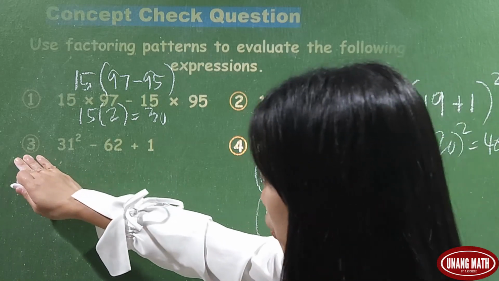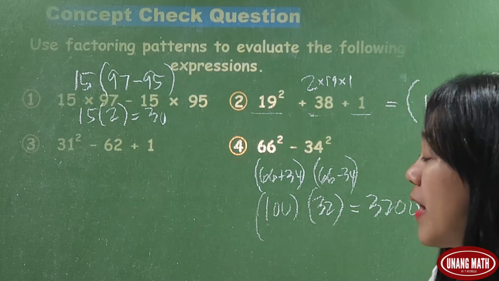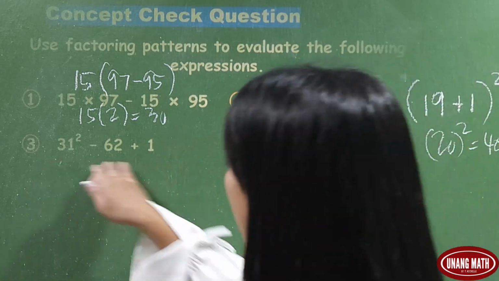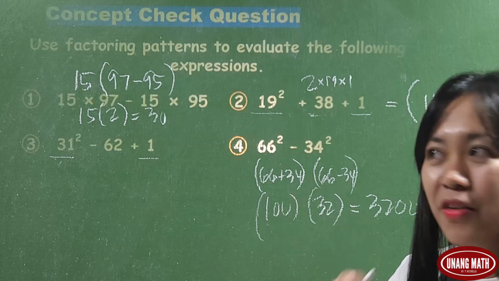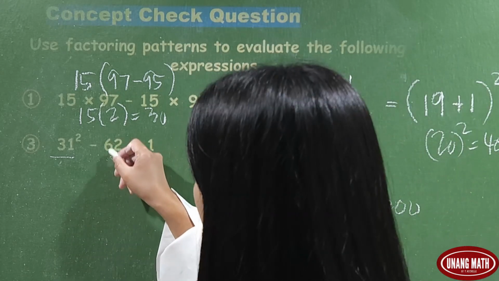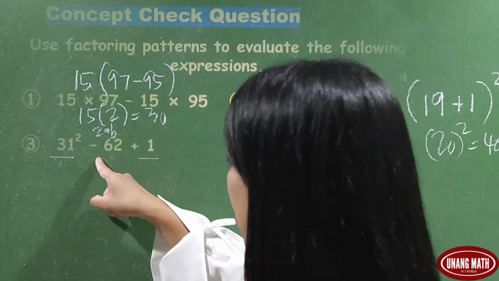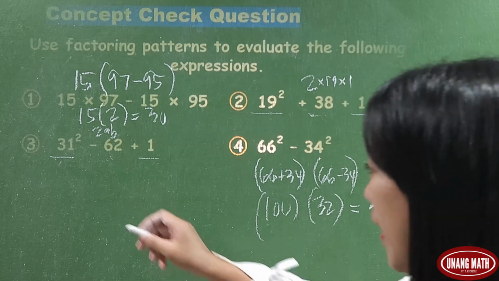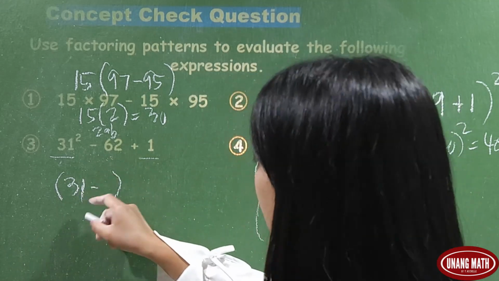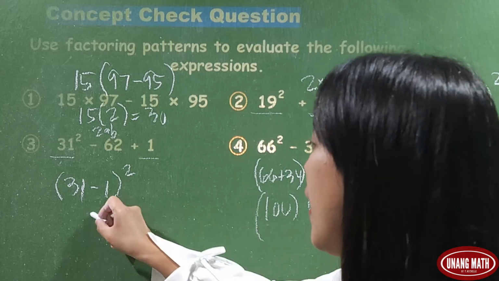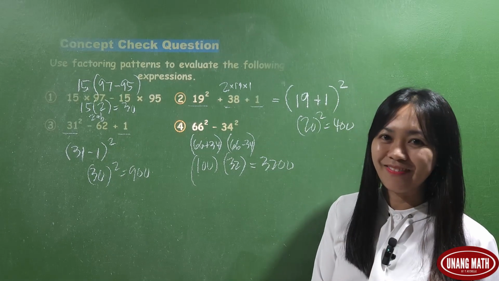What about this third expression? 31 squared minus 62 plus 1. Also a perfect square trinomial, but let's find out why. 31 squared and this last term 1 are squares. What about the middle term? It's 2 times the first times the last term. So it means this is also a perfect square trinomial. So to factor this out, it would be 31 and this is minus, so it would be minus 1. So 31 minus 1 squared. So 30 squared, which means this is equal to 900.